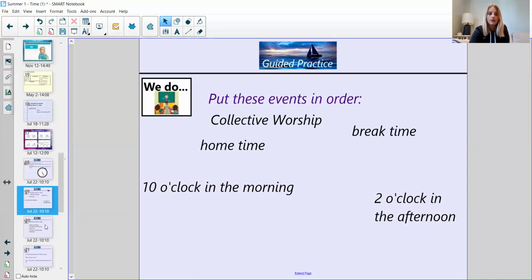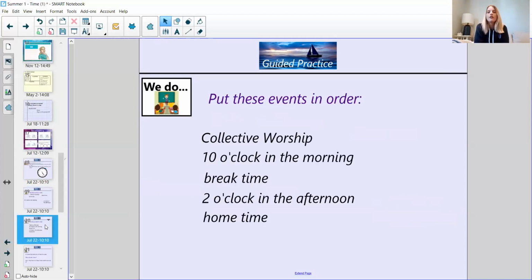So the correct order. We start off with collective worship, because that's at 9 o'clock in the morning, and then you'd have 10 o'clock in the morning, and then we'd move on to break time, because that's at 11 o'clock in the morning. Then after lunch, you'd have 2 o'clock in the afternoon, and at the end, home time, because that's at 3:30 in the afternoon. So we've put those events in order.